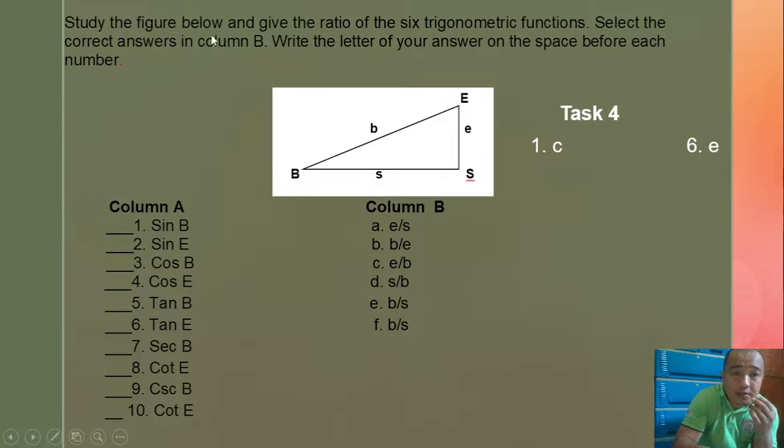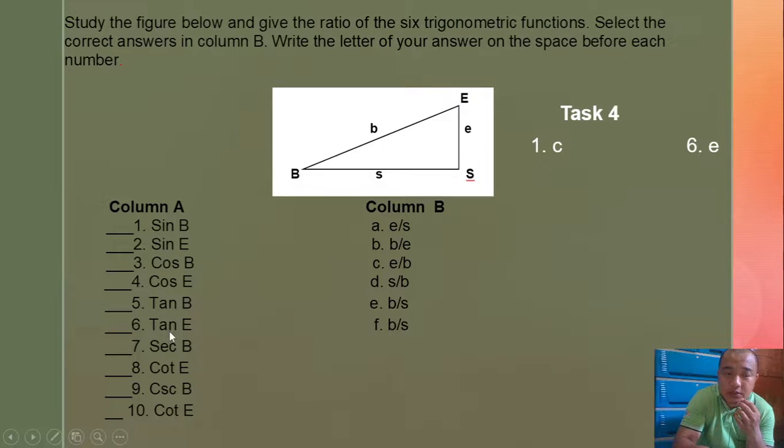Next, study the figure below and give the ratio of the 6 trigonometric functions. Select the correct answers in column B. Write the letter of your answer in the space before each number. So if your triangle is BES, the hypotenuse is B, the legs are S and E. So sine B, our reference angle is B. Sine B is opposite side over hypotenuse, so E over B. So the answer is C.